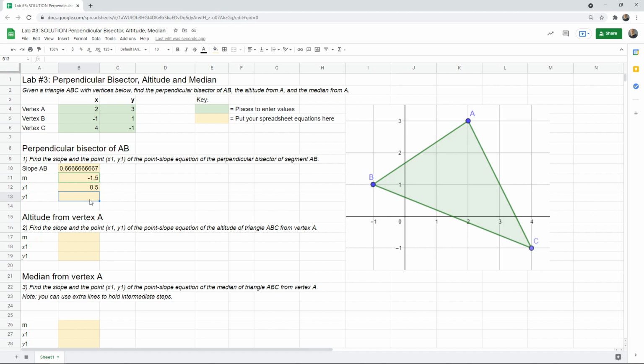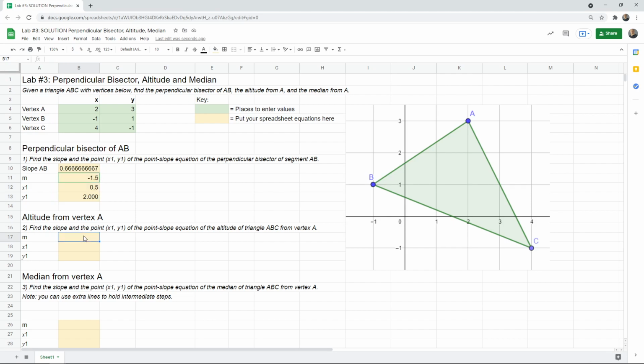And for the y value, we'll do the same thing, equals this one plus that one, with parentheses, divided by 2. So there we go. We have the point-slope equation of the line: y minus y1, which is 2, is equal to negative 1.5 times parentheses x minus 1/2. So these are all the parameters we need to write the perpendicular bisector.